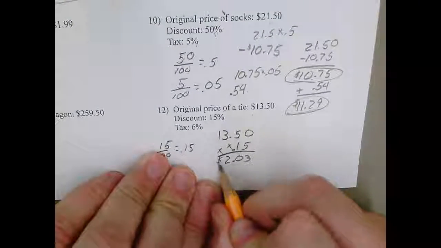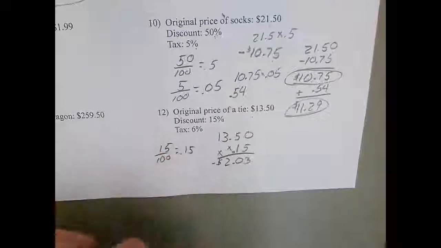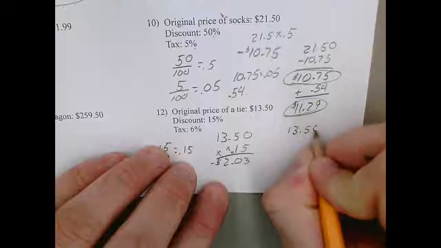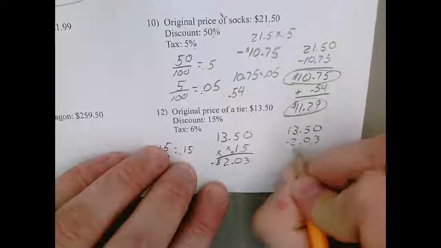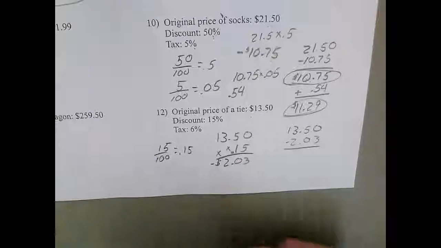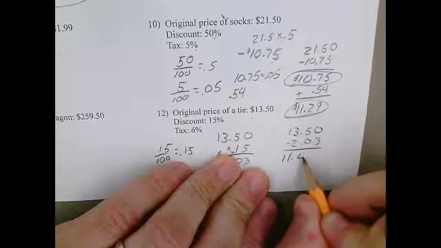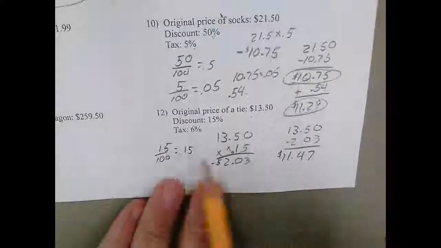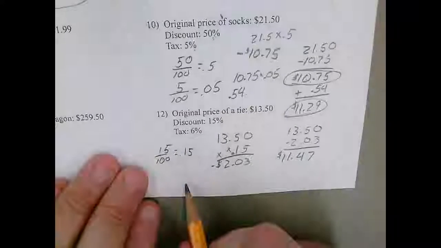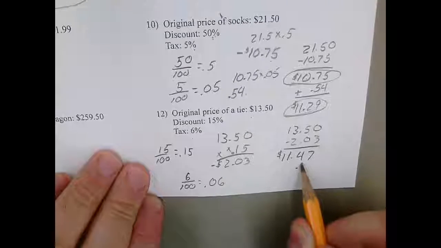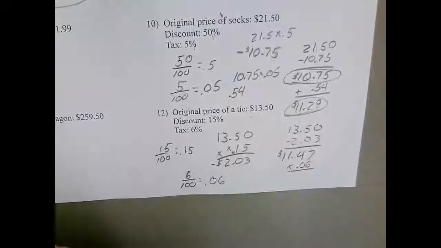This is a discount, so it's like a negative value, and we're going to take that $2.03 and take it off of our $13.50. Again, use a calculator. $13.50 minus 2.03 is going to give us $11.47. That's the thing that's going to be taxed. We're going to get whacked with a 6% sales tax on this. So 6 over 100 is 0.06, and we multiply 0.06 times that.